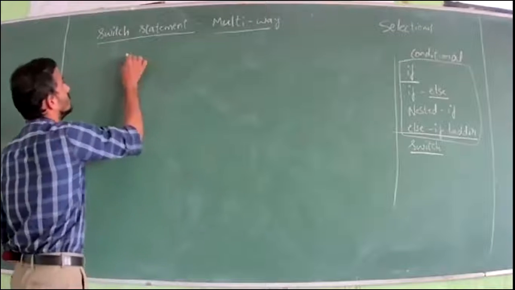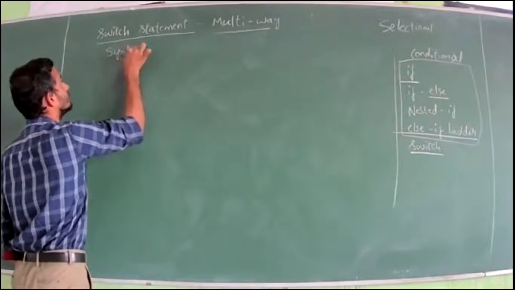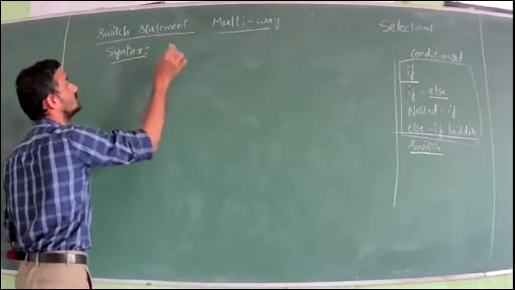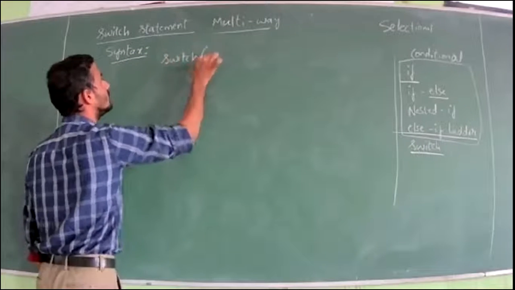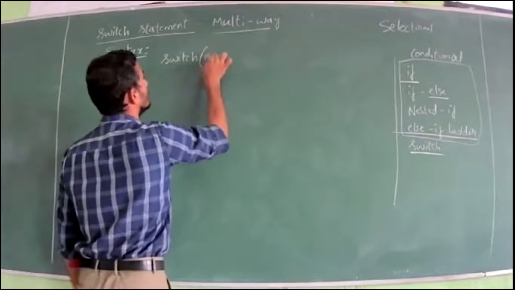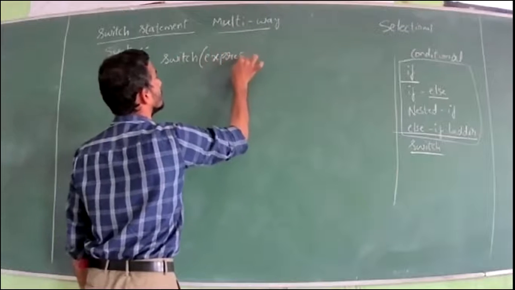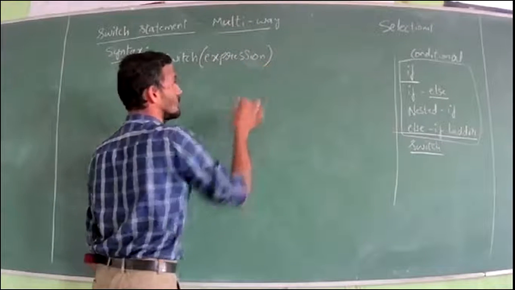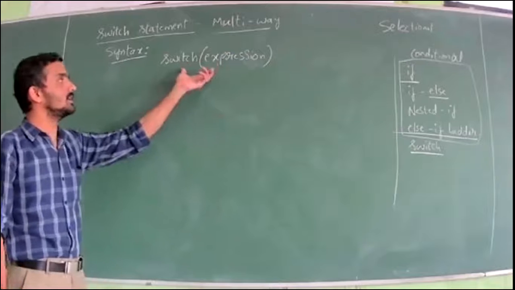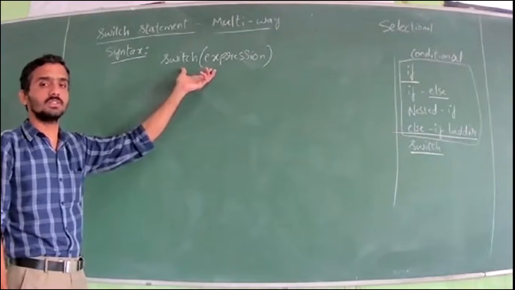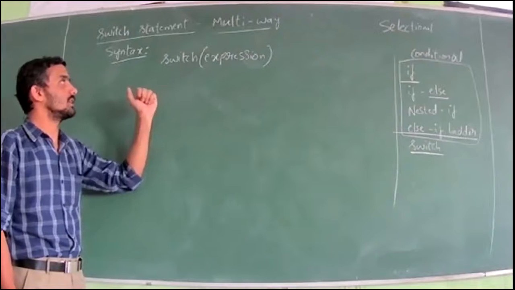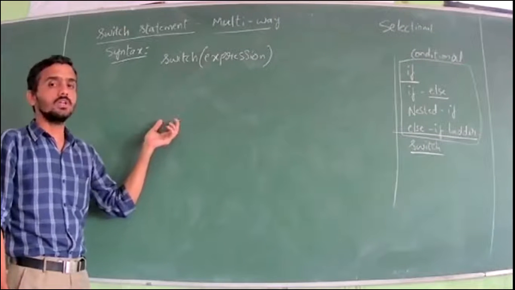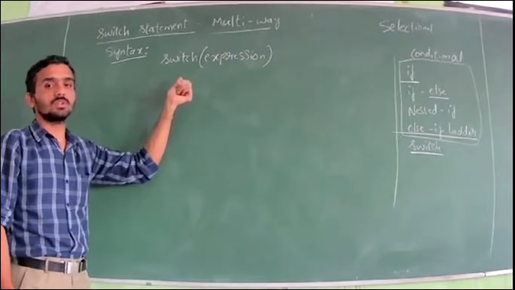Okay. So for this, the syntax is switch. So switch is a keyword. Then within parentheses, we have to write the expression. I'm telling the general form. It is like a formula, like a mathematics formula. So here the syntax is the formula. When you remember the formula, according to the example, you have to change whatever things are required.